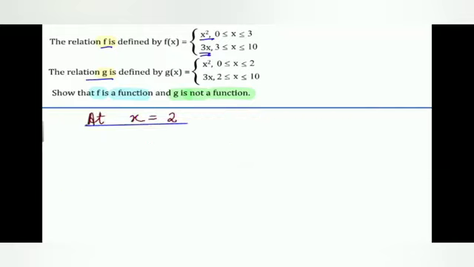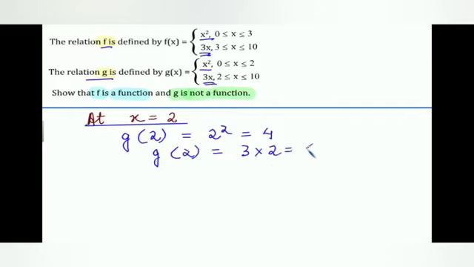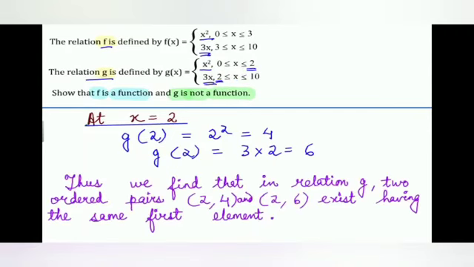But here at x equal to 2, you have two functions, x square and 3x. g of 2, if we first select x square, then 2 square is equal to 4, and if we select the second function 3x, then g of 2 is equal to 3 into 2, which is 6. So here the first element is repeated 2 times. 2 is related to 4 and 2 is also related to 6. So we find that in relation g, two ordered pairs (2, 4) and (2, 6) exist having the same first element. So g of x is not a function, right.